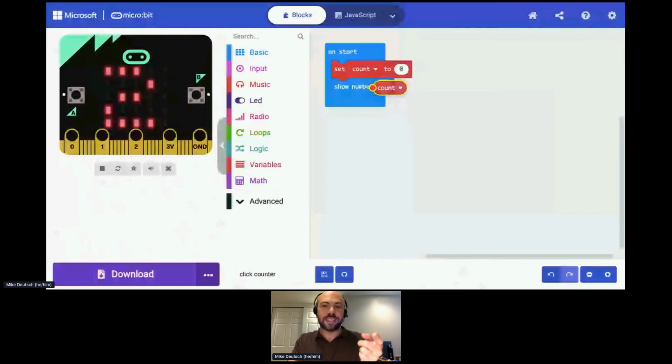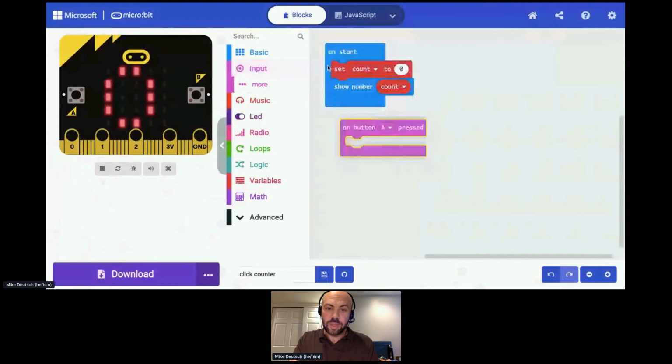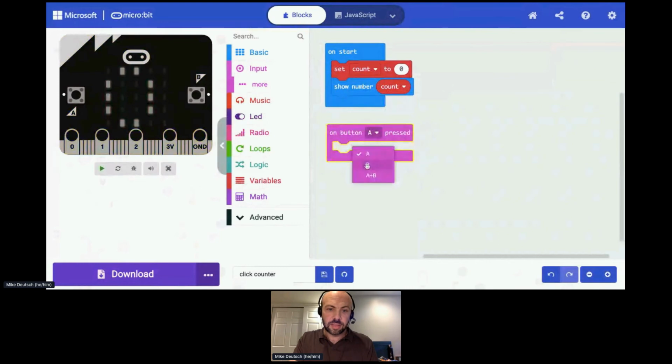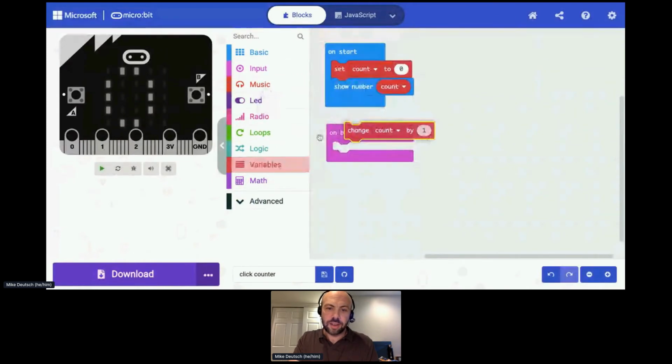Understanding a variable inside another command. Okay, so on start, set the count to 0, show that number. And then the only other thing I need to do is when the button is pressed, I'm going to say the A button. I could do A or B or A and B. I need to go back to that variable and change that variable by 1.